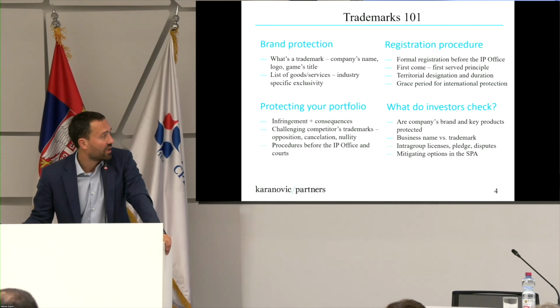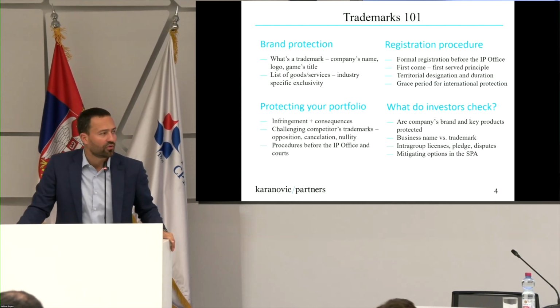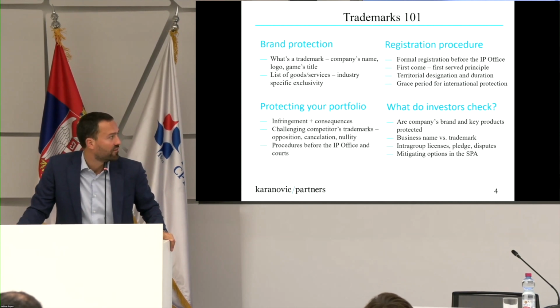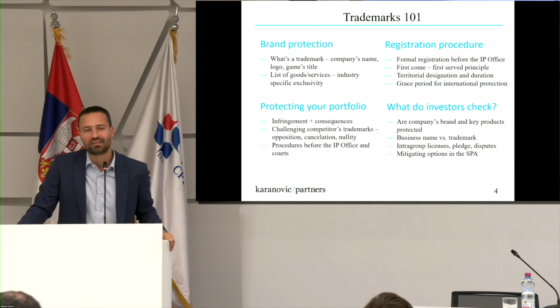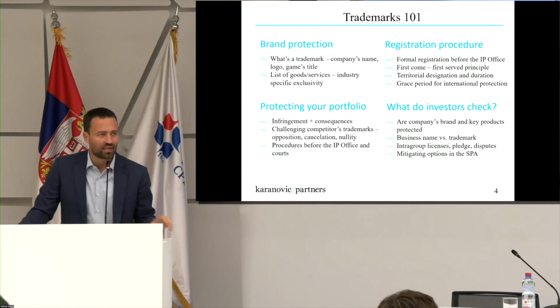Unlike copyright, trademarks require formal registration before the IP office on a first come, first served principle, or, as we say in Serbian, "ko prvi devojka", so you have priority if you apply first. And what's important is that trademarks are protected on a territorial principle, meaning you apply in Serbia, you get a trademark in Serbia. It does not give you exclusivity in the EU or in the US. But there's an international mechanism to ensure that as well.